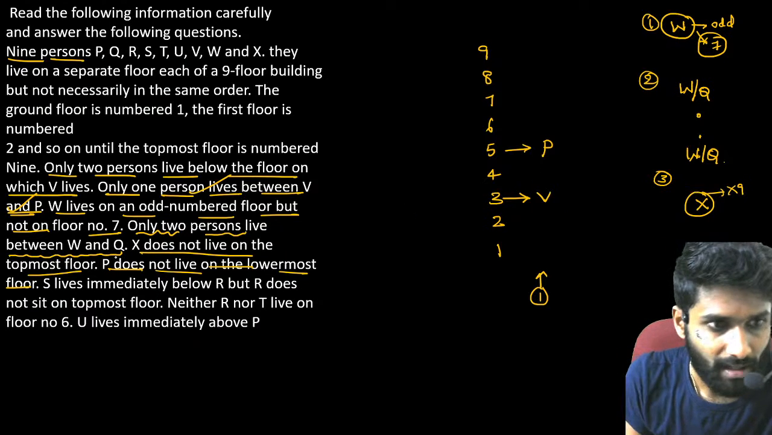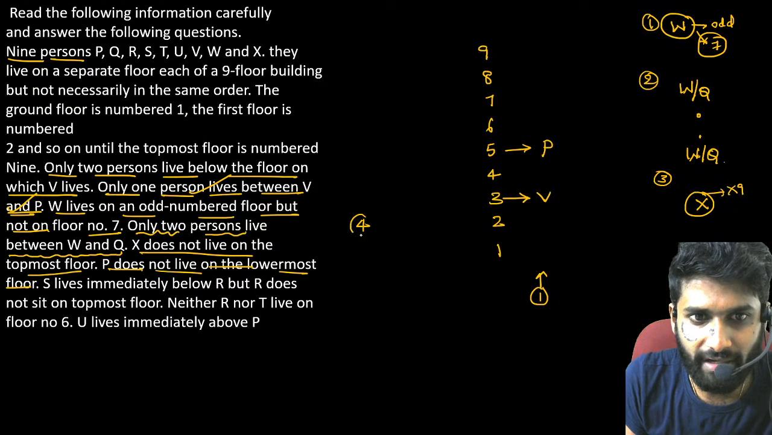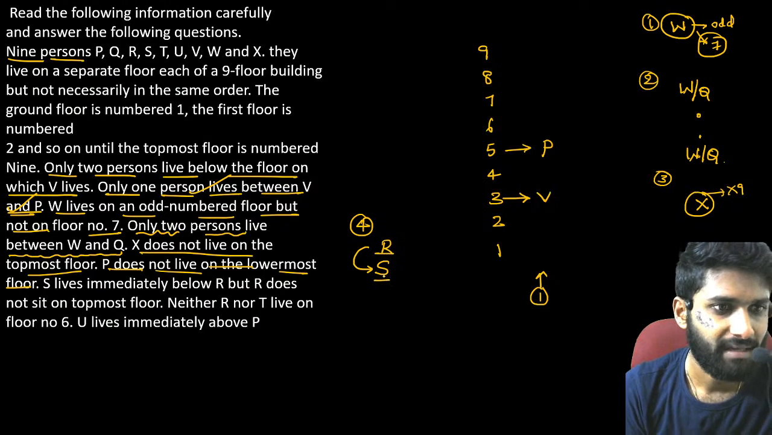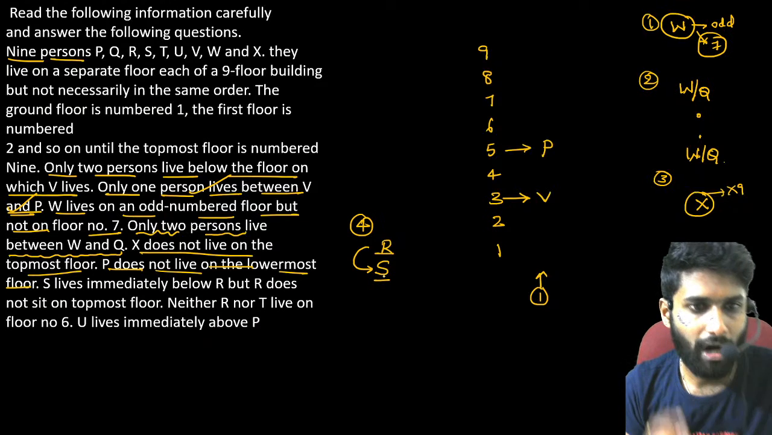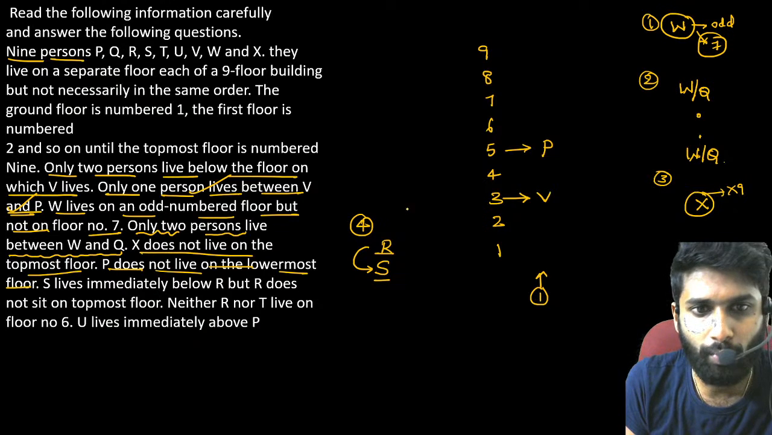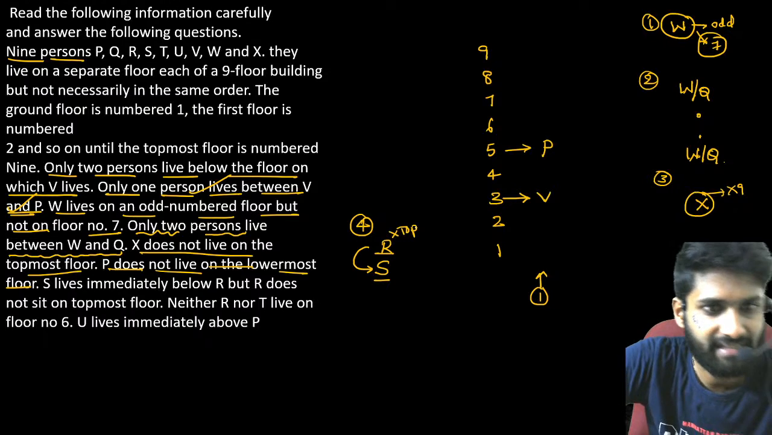Now, S lives immediately below R. Make it the fourth point here. Immediately means those 2 floors are consecutive floors. But R does not sit on the topmost floor. So R is not on the topmost floor. That is the information.